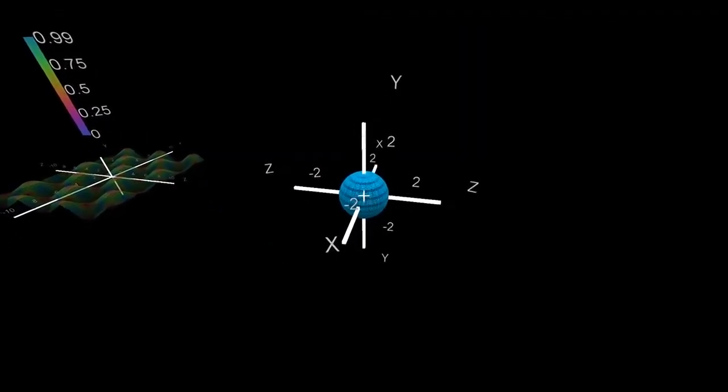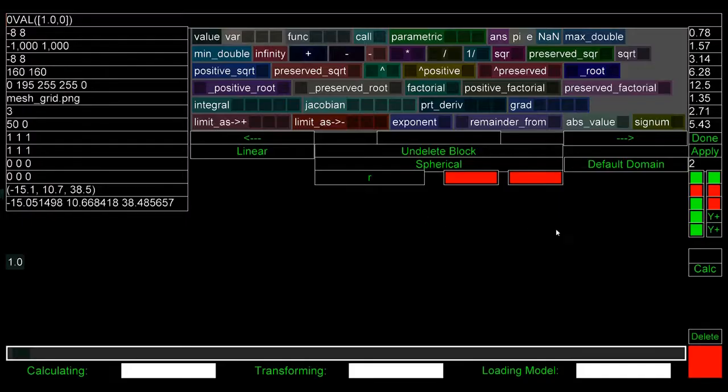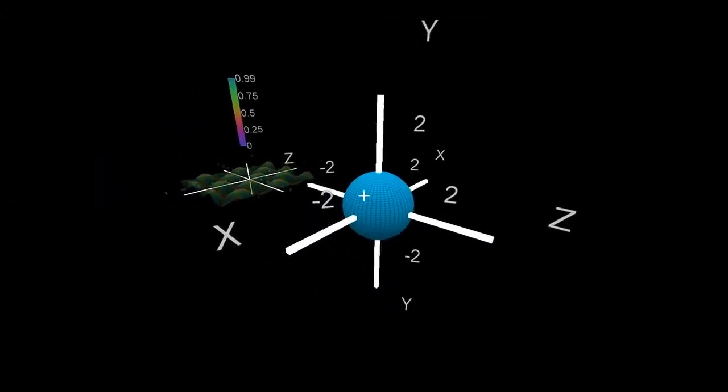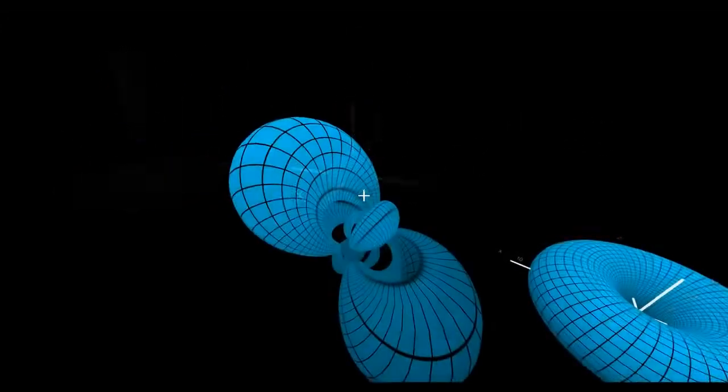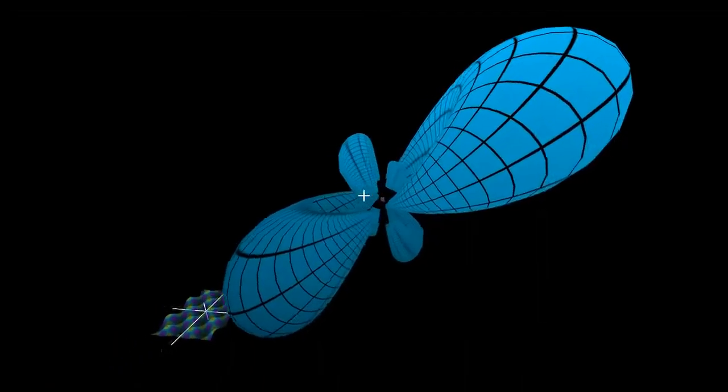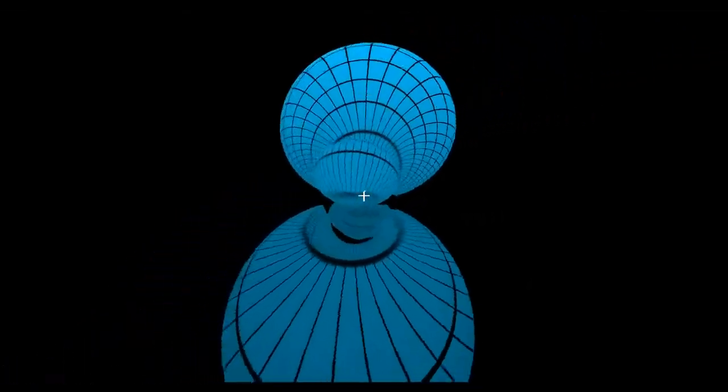Ooh, that's a little bit strange with the textures, isn't it? Luckily, I do have a default domain button that makes that much nicer. There's a default domain available for every coordinate system, which means that even in coordinate systems you are unfamiliar with, you can get a fairly good looking graph quite quickly.